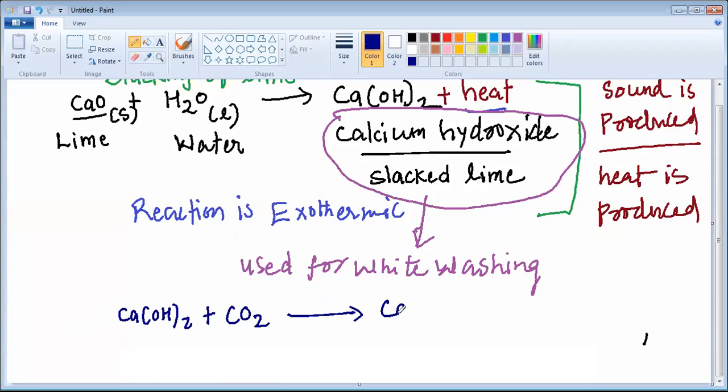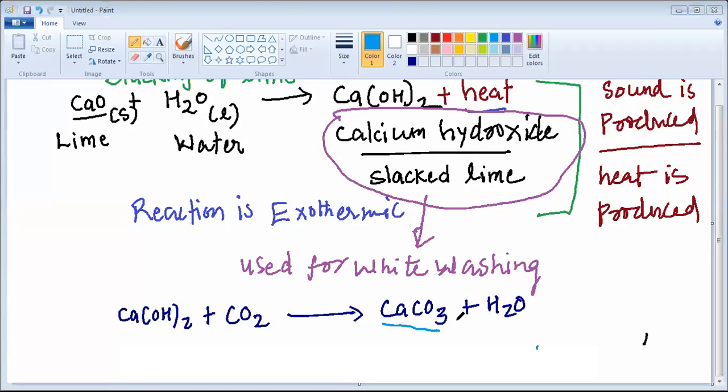It produces CaCO3 and H2O. My dear students, this CaCO3 is actually fixed on the wall. This CaCO3 fixes itself on the wall.